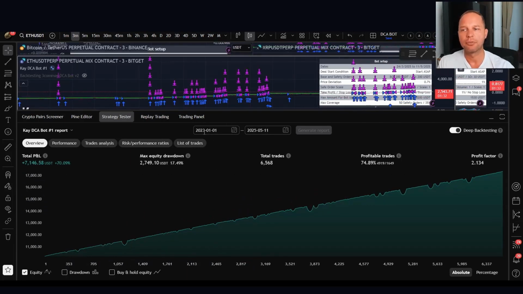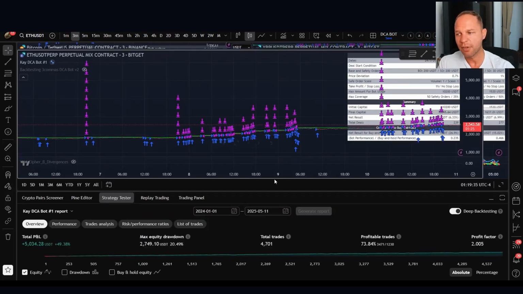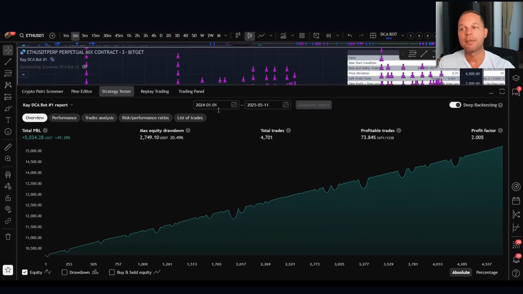Then I have another result from January 1st, 2023, when things were already a bit better. Up to today, that's 70%. If we look further, we've made another 50% just from January 1st, 2024 to today.